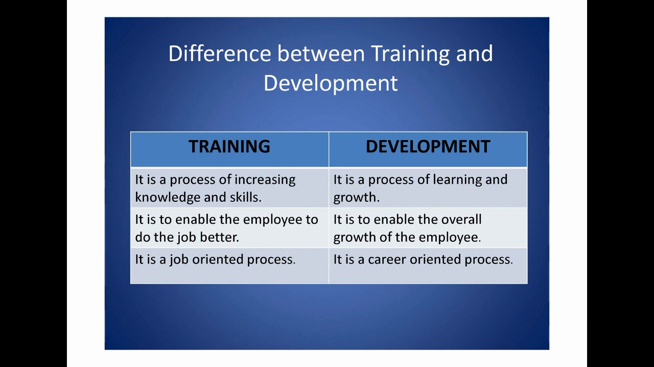So the last difference is that training is a job oriented process. Training is totally job oriented. It is given to the employee in order to increase his efficiency. When the efficiency of the employee increases, it increases the productivity of the organization. But when it comes to development, it is a career oriented process which helps in the overall development of the employee. So this is how the training and the development process work.